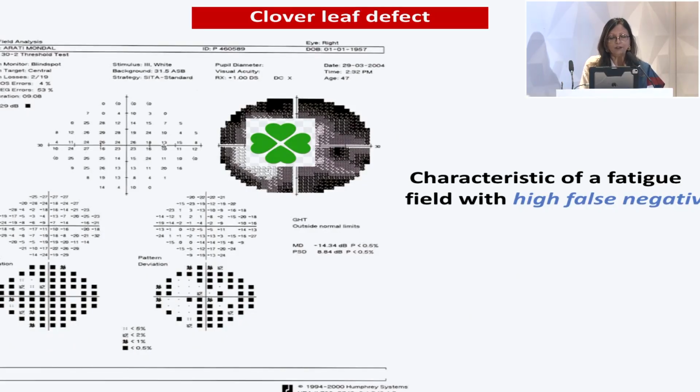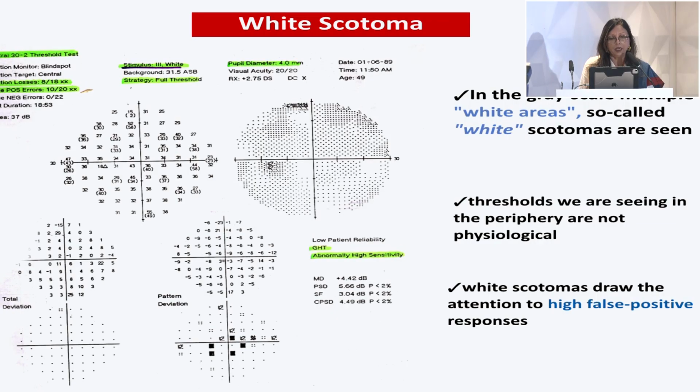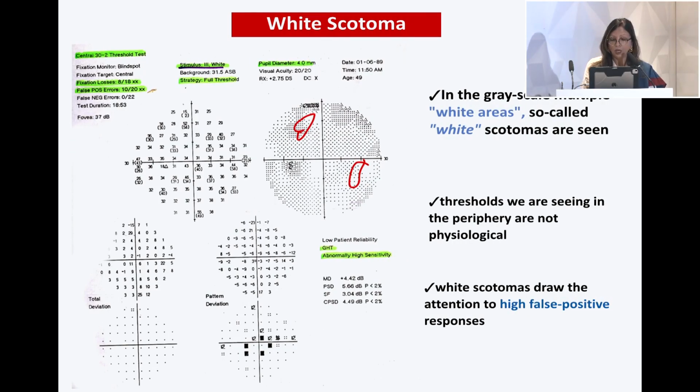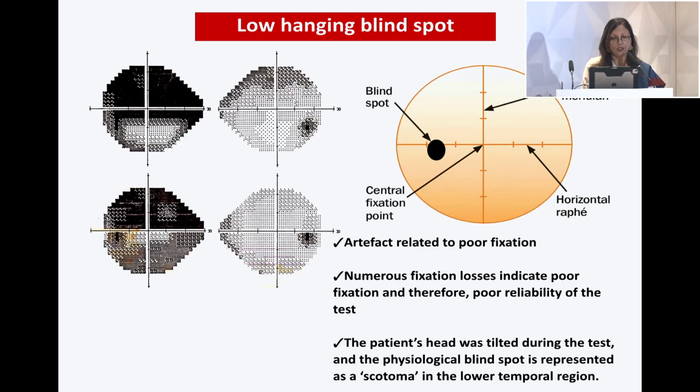Cylindrical lenses to be oriented in the angle of astigmatism. Thus the clover leaf, as you see the signature clover leaf out there, is characteristic of a fatigued field with a high false negative. This is a white scotoma, the bits of white scotoma that you see around out here. So in the grayscale, multiple white areas, so-called white scotomas, thresholds seen in the periphery are not physiological, and white scotomas draw the attention to a high false positive response of the patient.